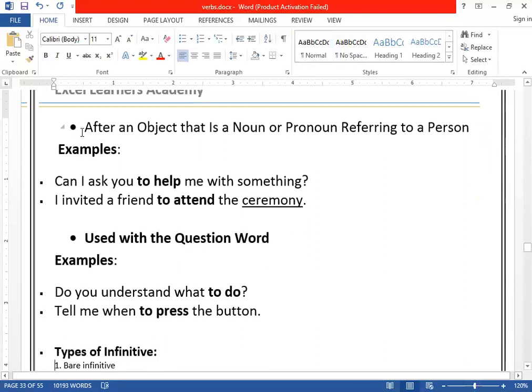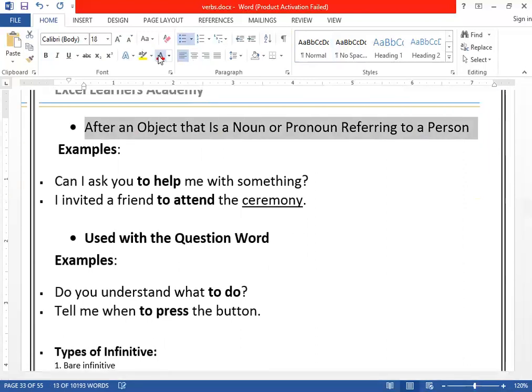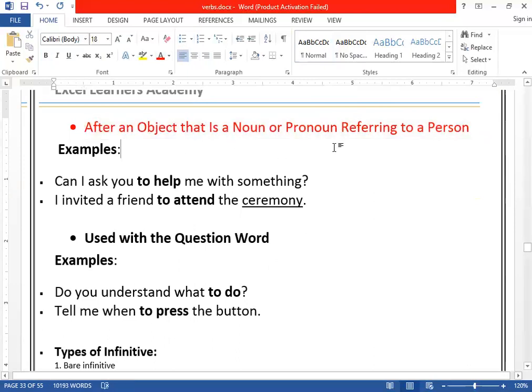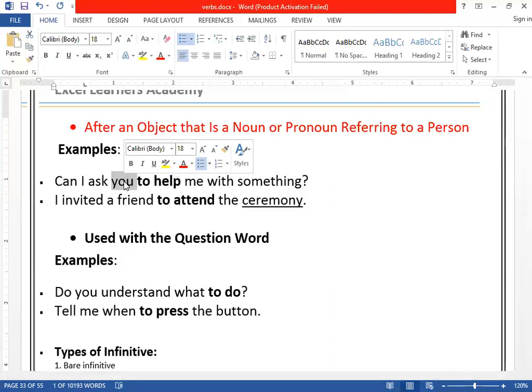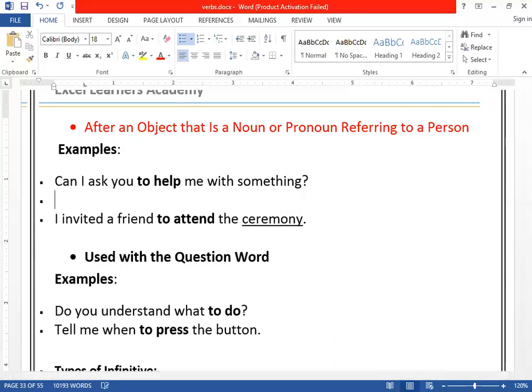All right, next. An infinitive can be used after an object that is a noun or pronoun referring to a person. That noun or pronoun will be a person. Clear? Like for example, look, can I ask you? You is the pronoun. Or if I say, can I ask Ali? Ali is the noun. Can I ask Ali to help me with something?